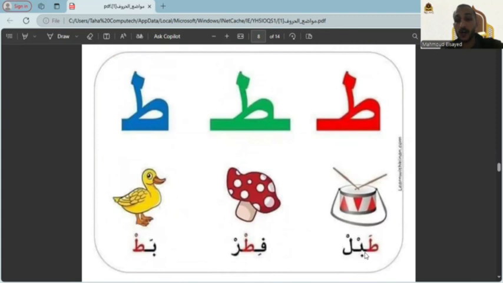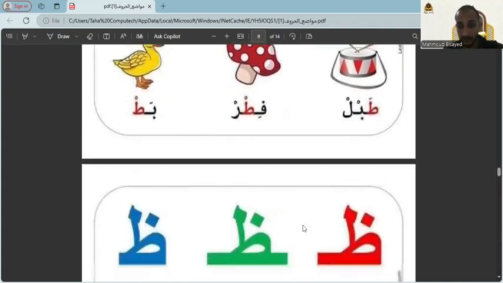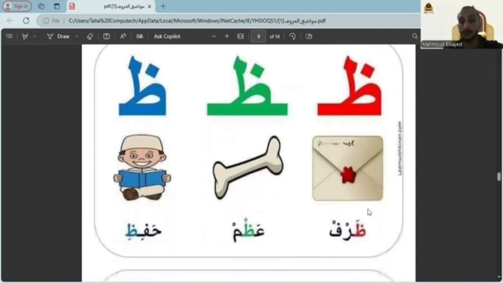So here we have the ta. The ta comes here at the beginning of the word, like tabl. This is a word, tabl. And then fitr. Okay, this is the middle position. And then we have bat, which is a duck. But here it's not singular, the word itself. It's like many ducks. So we have tabl, fitr, but beginning, middle, and end, or final position.